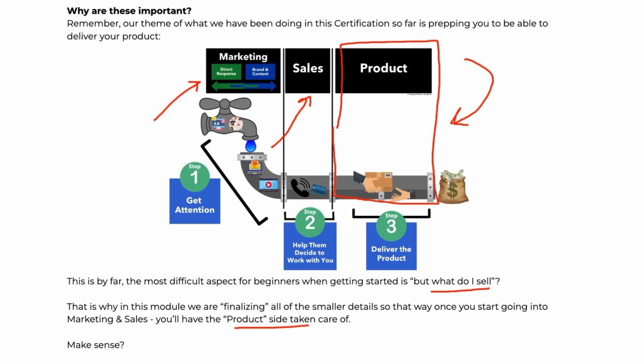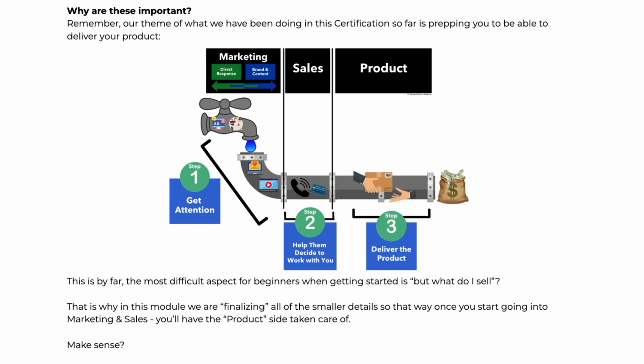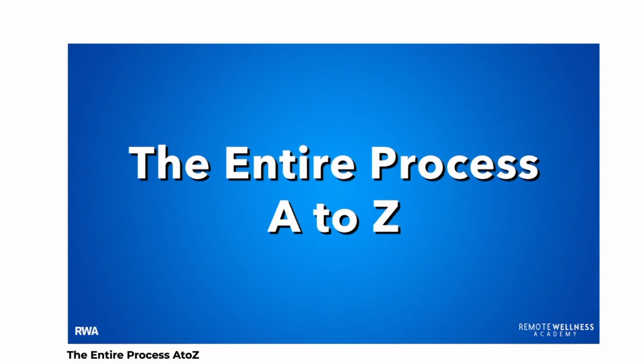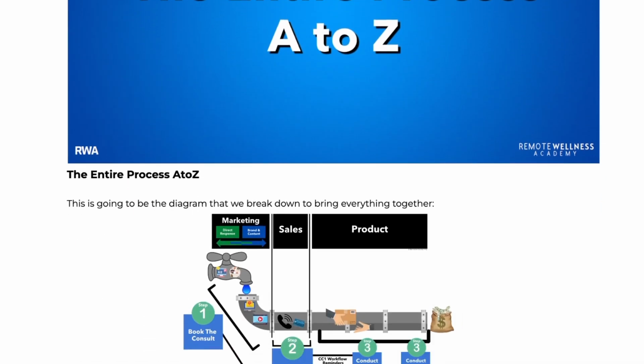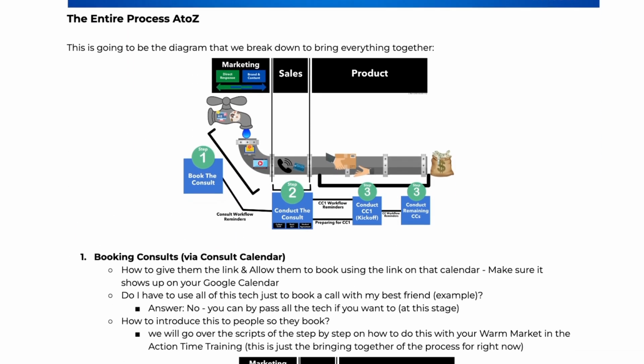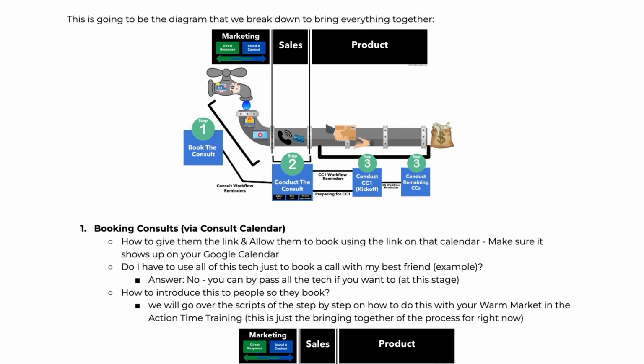So let's give you an overview of what's going to happen next, and we'll walk you through that entire process A to Z. Okay, so this is the diagram that we'll break down for your version 1.0 launch. We're going to talk about what the marketing side looks like for your version 1.0 launch, what the sales looks like, as well as what the product side looks like.